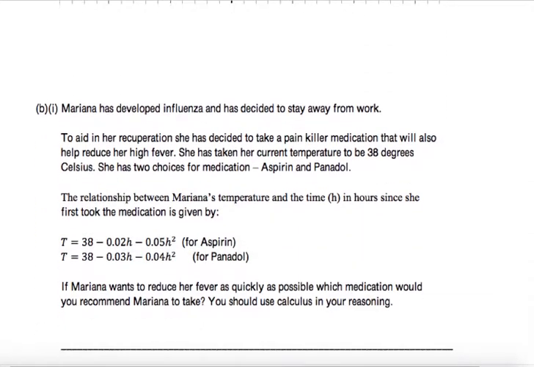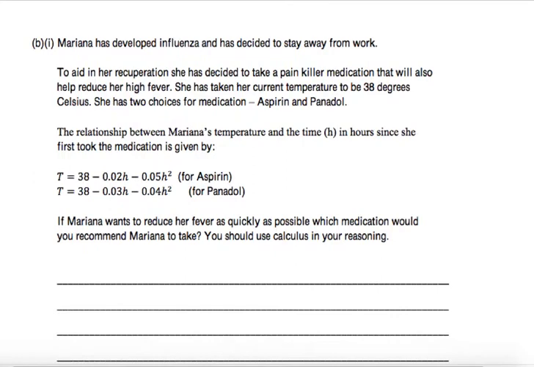Okay, so the next one. Mariana has developed influenza, wants to stay away from work, etc. She wants to know about aspirin and Panadol, and she's got these two equations. She wants to reduce her fever. Okay, we're going to use calculus. If you're going to reduce your fever, you're looking at a rate of change.